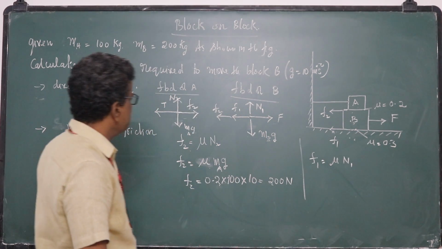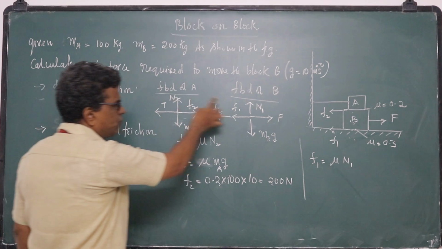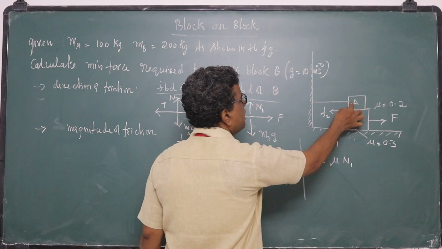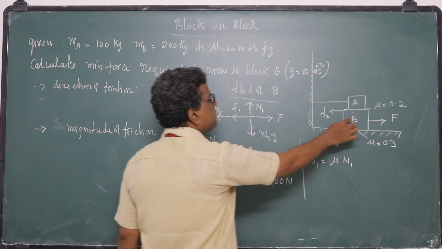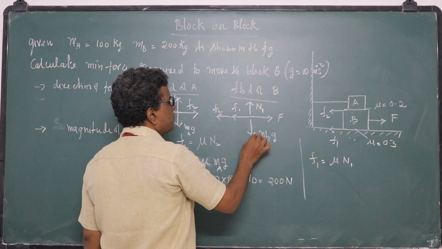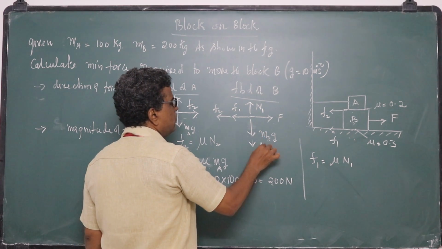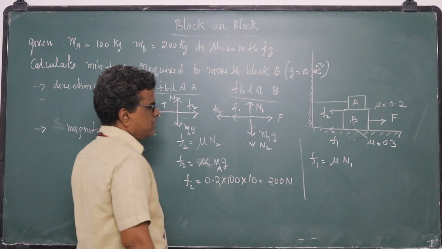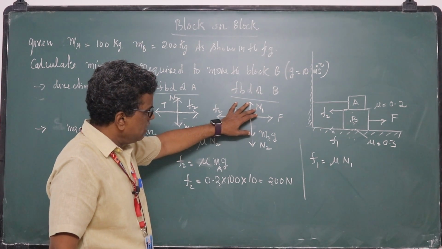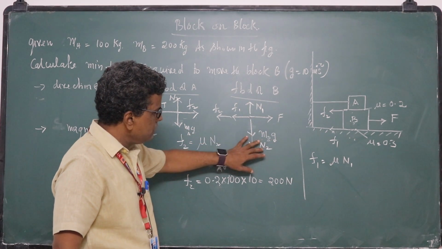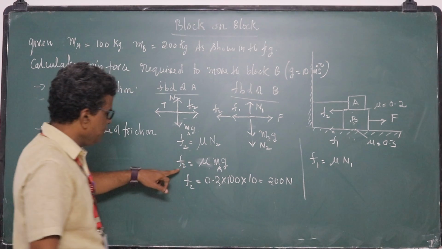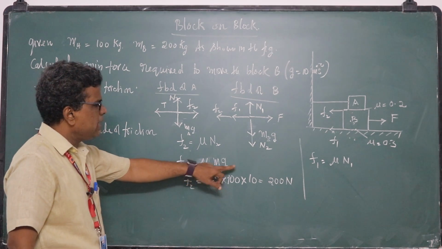And one more force is acting on this one. N2 is the force exerted by this one on A. A exerts in turn the same force on B. So N2 will act in this direction. So N1 is equal to M2G plus N2. But N2 is equal to mass of A into G.